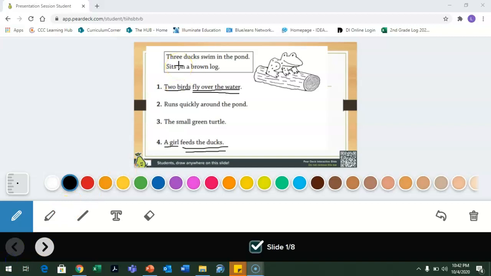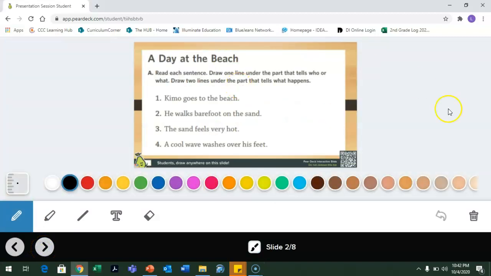Okay, boys and girls, this was just a quick practice identifying the subject and predicate in 4 different sentences. So now that we're done, we're gonna click on the next arrow and we're gonna do this together. When you open your Peer Deck and you're in slide number 2, you're going to complete this. So let's read each sentence. Remember, we draw 1 line under the part that tells who or what. And remember, that's the subject. And we draw 2 lines under the part that tells what happens.